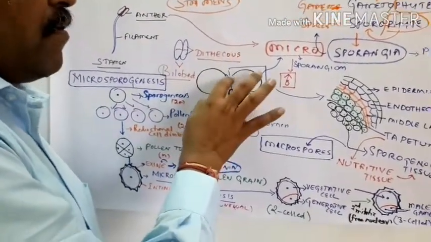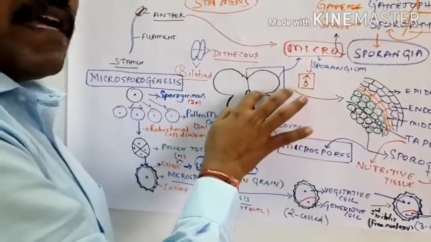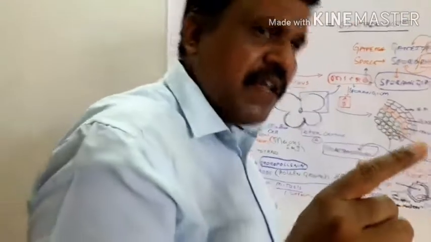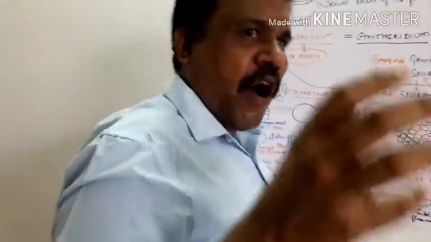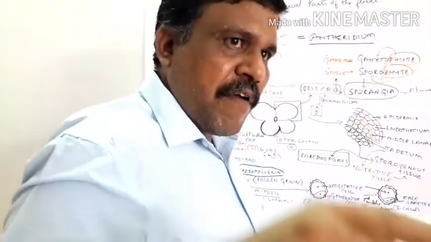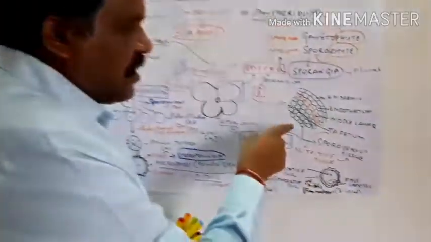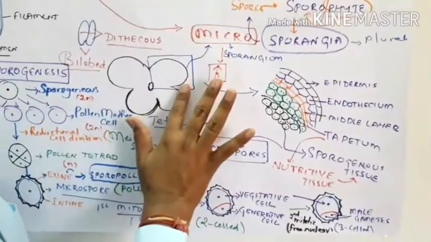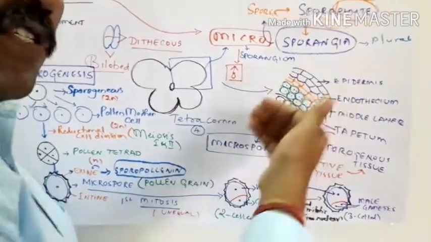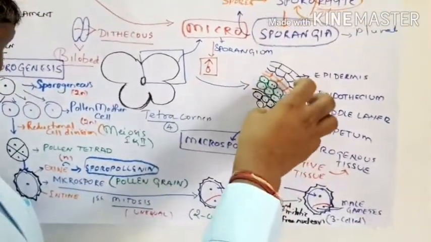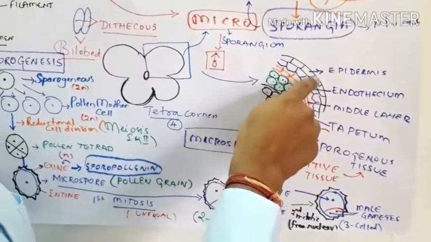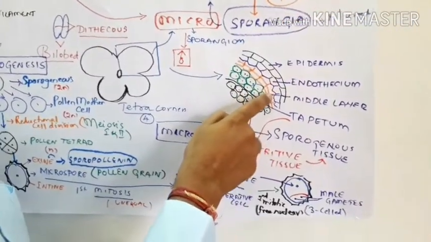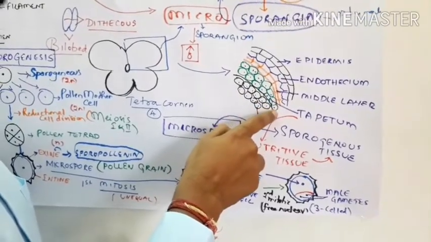Each theca is called a microsporangium. And children, the microsporangium will produce what? Microspores. How are these microspores developed? From the sporogenous tissue. Each part of this microsporangium is enclosed and protected by four layers. The outermost layer is what, children? Epidermis. Next is the endothecium, followed by the middle layer. Then we have the tapetum.